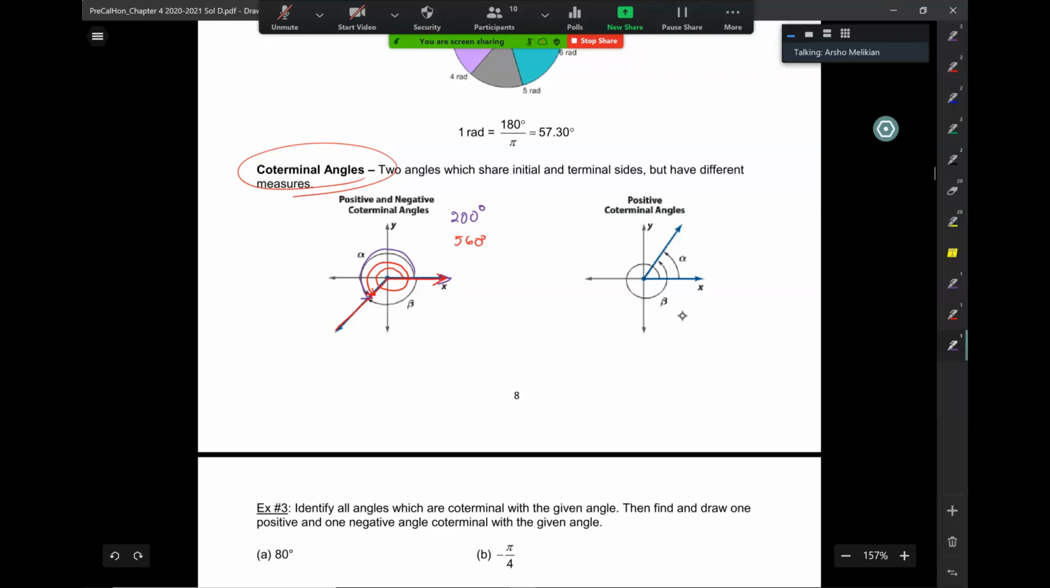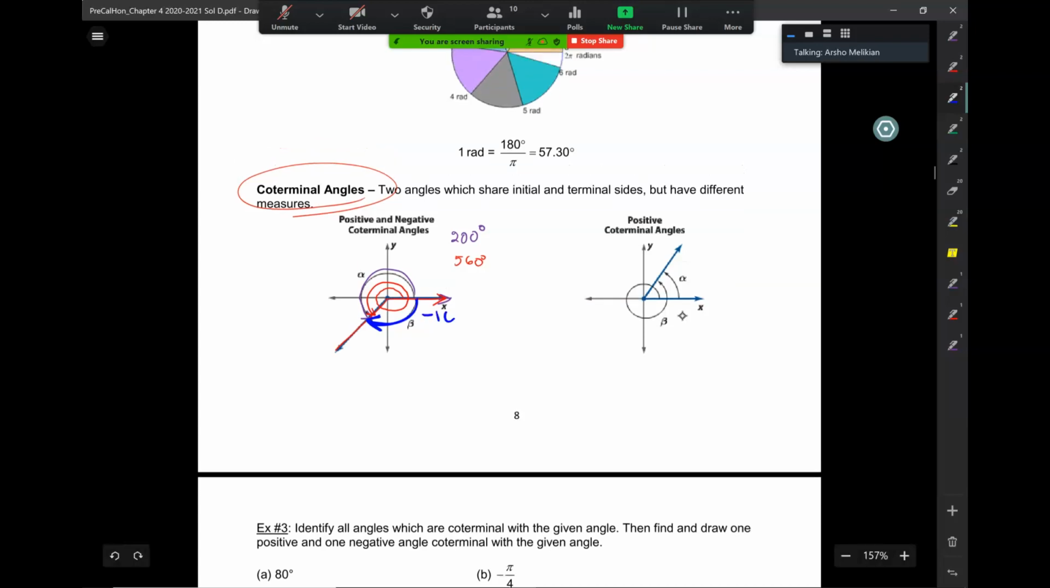What would this blue angle be, do you think? This is a negative angle. What's one possibility for that angle that's coterminal with all the rest? Negative 160. So now I have my 200, and the 560 is a positive coterminal angle with the purple, because it's a positive number that ends at the same place. The blue is a negative coterminal angle because it's a negative number that ends at the same place.